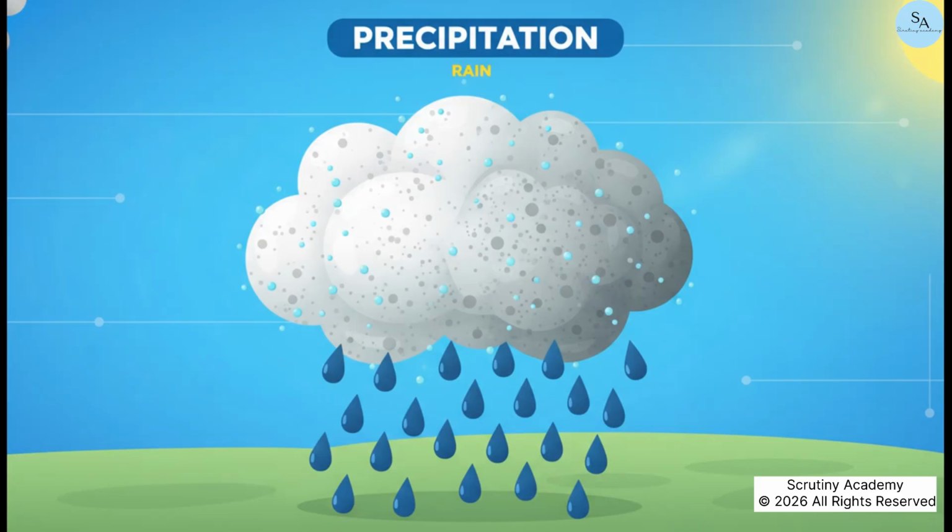Here's a really great way to think about it. A cloud is like a giant sponge in the sky. It just keeps soaking up more and more water until it gets totally full. And just like a sponge, once it's too full and heavy, it has to let that water go. That release is what we call rain.